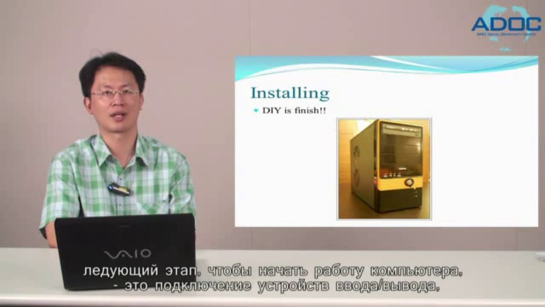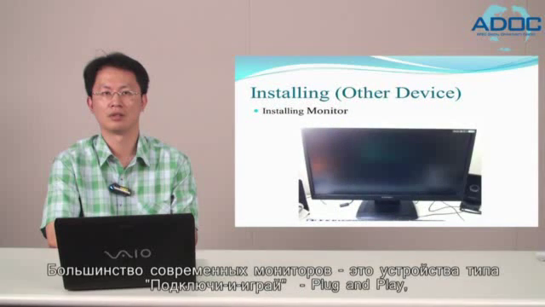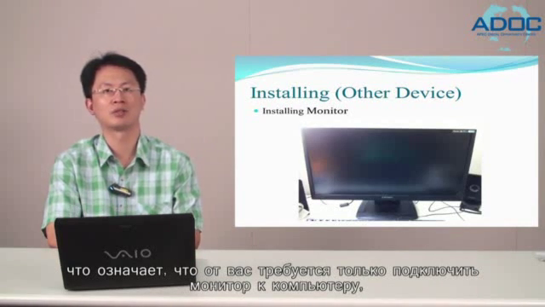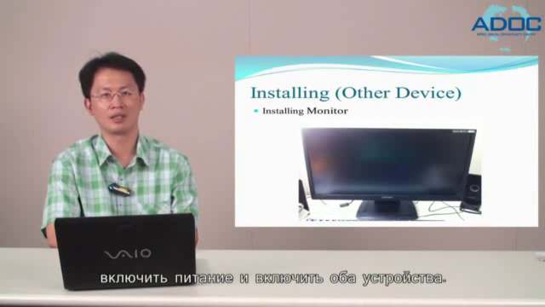The next thing is to connect the I/O devices to get the computer working. We will show you how to connect monitors, keyboard, and mouse. Most of today's monitors are plug and play, which means that all one must do is attach the monitor to the computer, plug in the power cord, and turn on both devices.